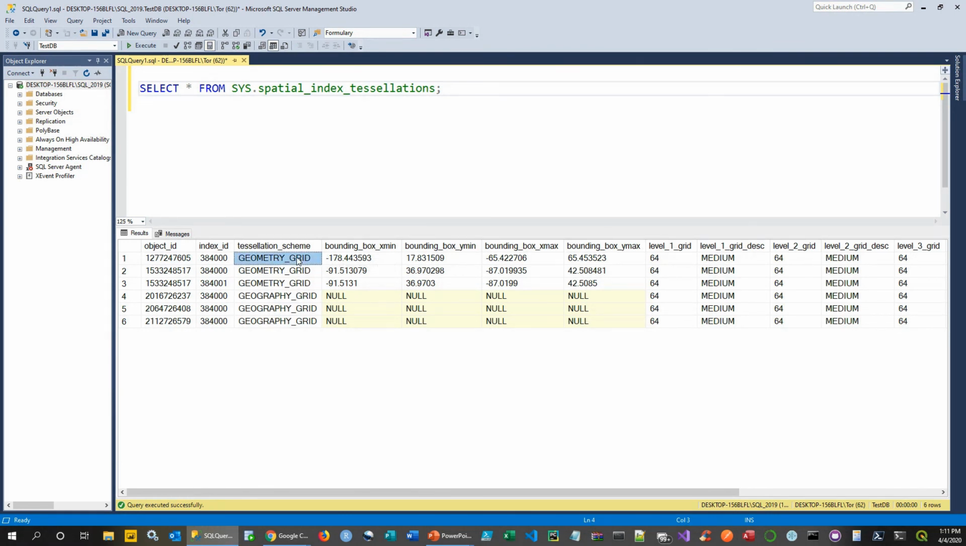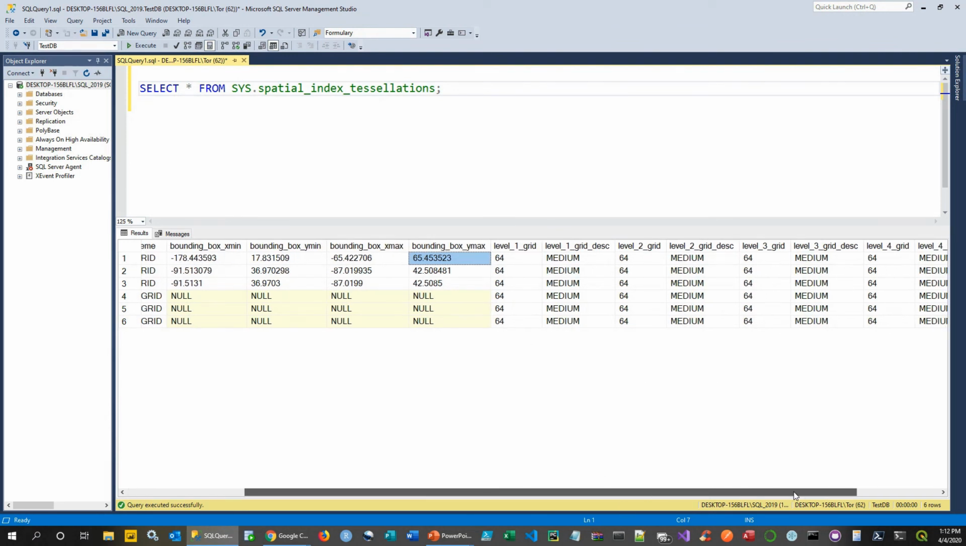And in the geometry spatial index, as you can see, it basically puts it into the square that has the lowest and the highest x values and the lowest and the highest y values. And it basically creates a bounding box. For geography, you don't have that, as you can see. Here you can see these layers I was talking about. This is layer 1 grid. It was based on the medium, and that was the 8 by 8, and therefore 64 total cells.